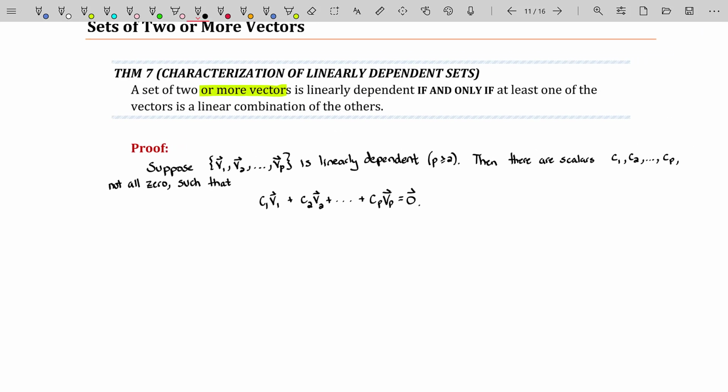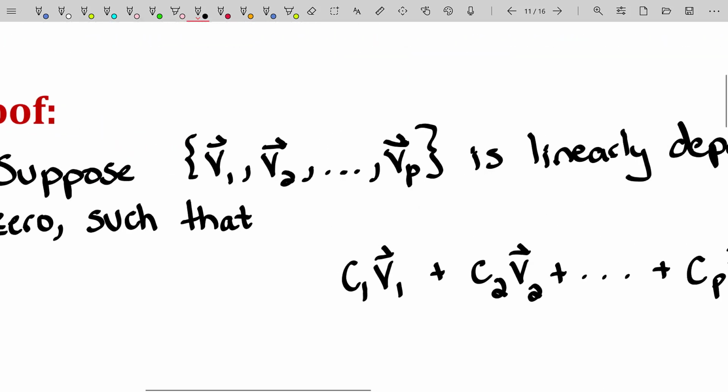Little aside here, when I label or index my vectors, notice that I went v sub 1, v sub 2, all the way to v sub p. And you might be wondering why sometimes I use n as the final index or p as the final index.